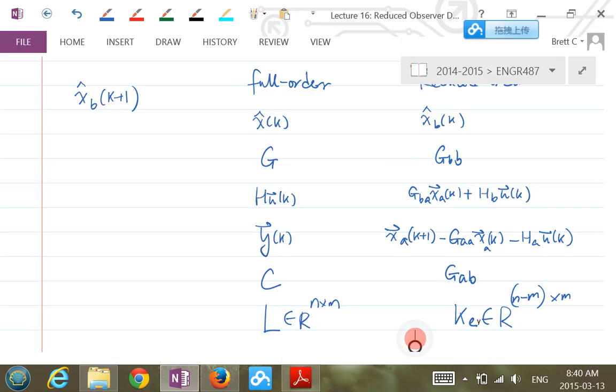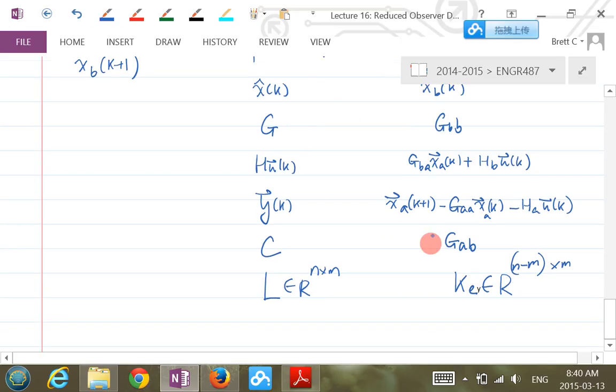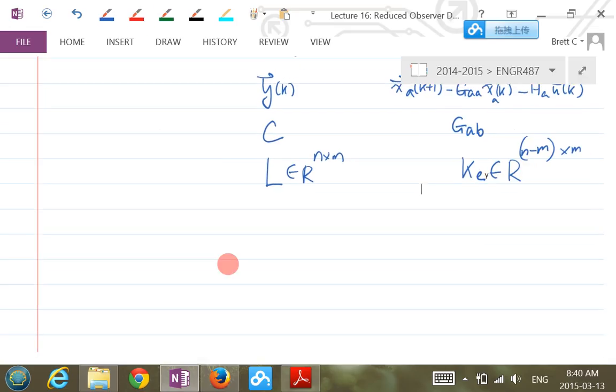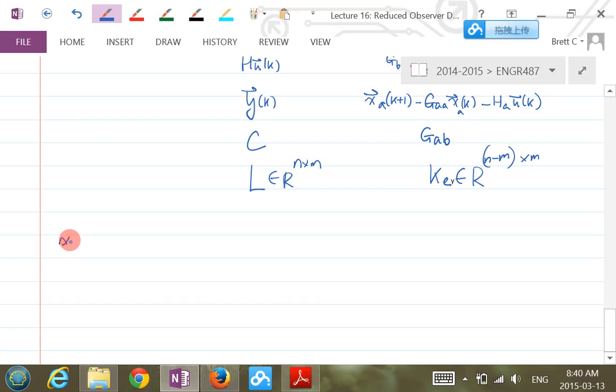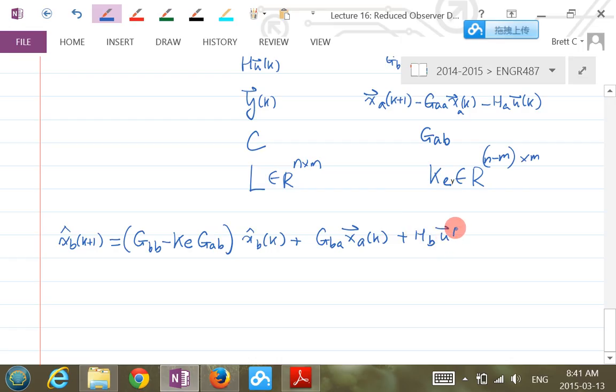Was that good? So this is what you can do for replacement. If you do a replacement, after you do the replacement, then we end up with XB hat equal to GBB minus KE GAB X hat. So this is a relatively long expression now, after you do a replacement.